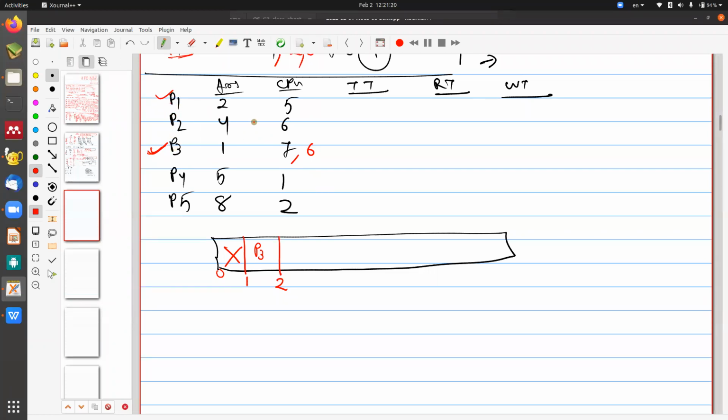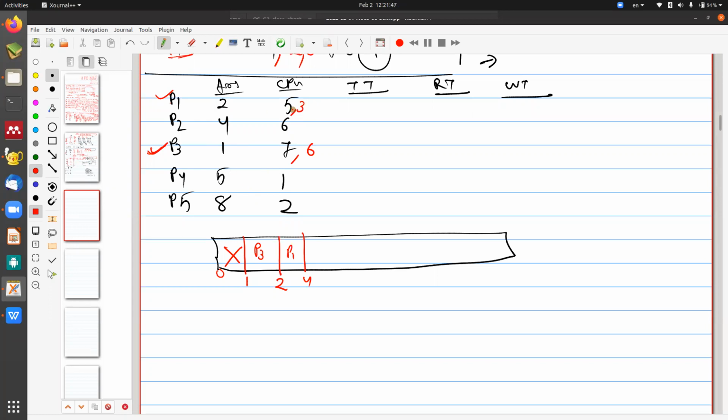He has arrived. Then how many processes are presently in the queue? P1 and P3. P1 requires 6 units and P3 requires 5 units. Since it requires 5 units, P3 is now going to be executed. How long? You execute it until the next arrival, which is at 4. So 2 to 4 means 2 units. If 2 units are gone, 3 is left.